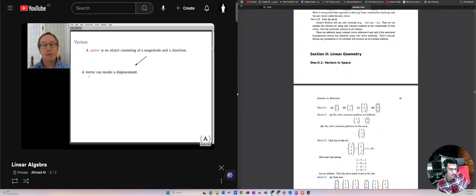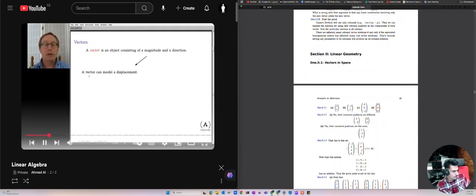Okay, so for our purposes, a vector geometrically will be an object consisting of a magnitude and a direction, and the right way to think of it is that it models the displacement. In this case, in a Calculus 3 class, for example, or maybe in a physics class.